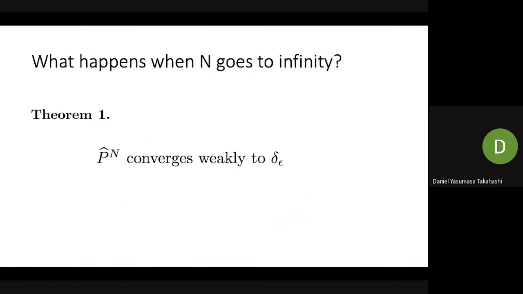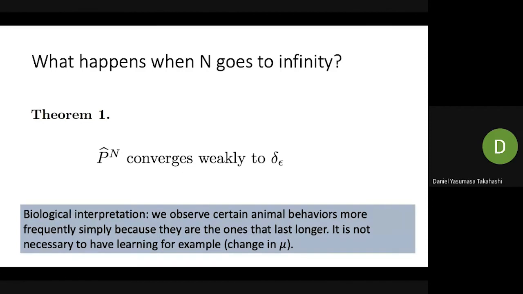And what is the biological interpretation for this? Here is a proposed biological interpretation. The idea is that for a certain behavior that we observe, let's say the cat sleeping, we can use a Boltzmannian argument where the reason that we see the cat sleeping is simply because the cat spends more time sleeping. It's almost a tautology, but it inverts a little bit the usual logic that we use in biology, where we usually think that the cat is sleeping because there is some function. Here we are saying maybe the reason the cat is sleeping is just because it is the behavior that takes longer to change. So that's the idea.